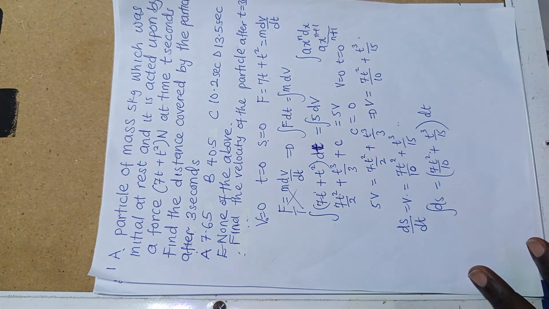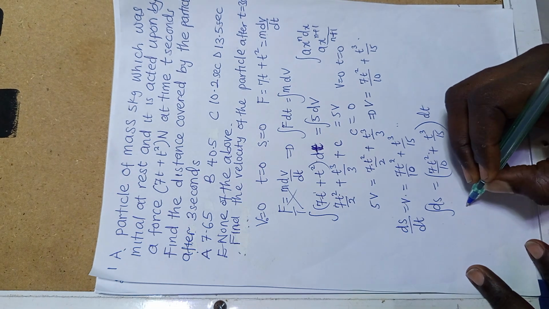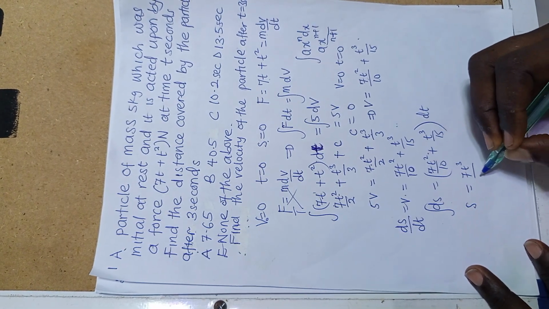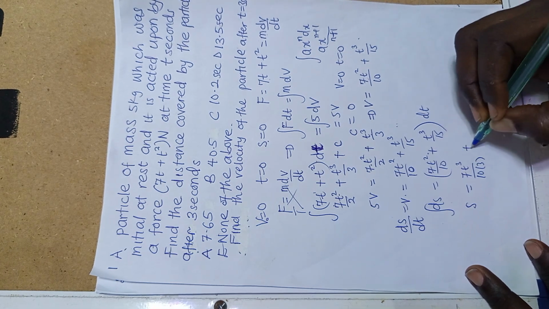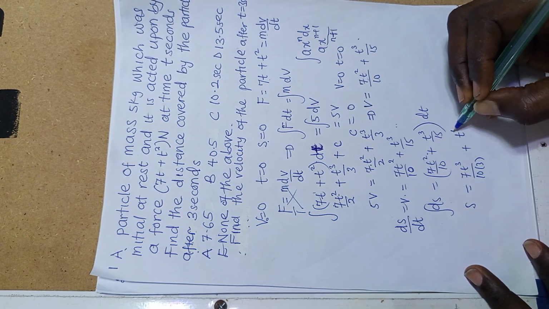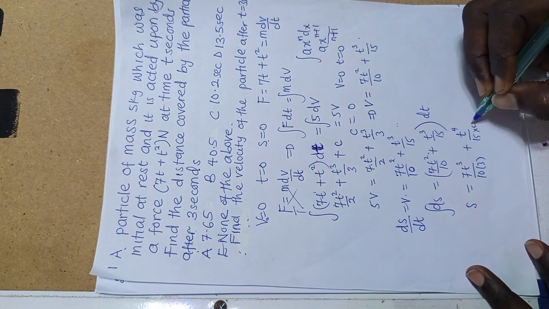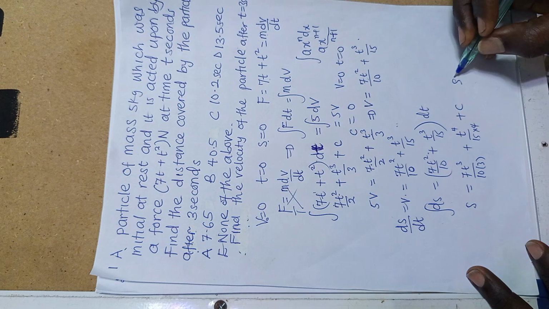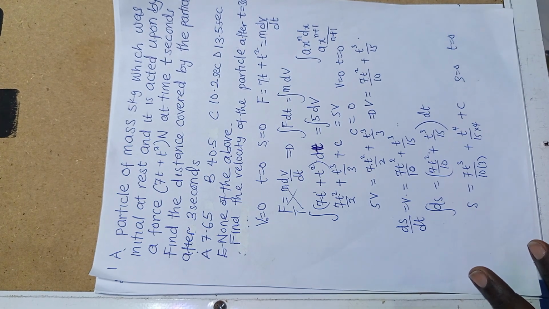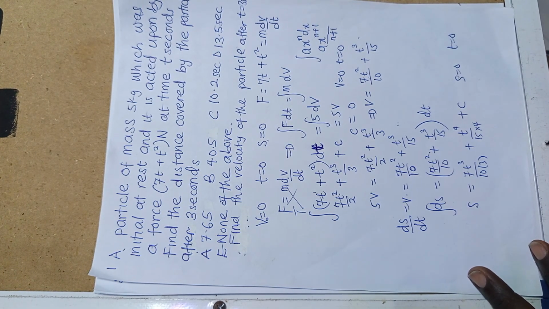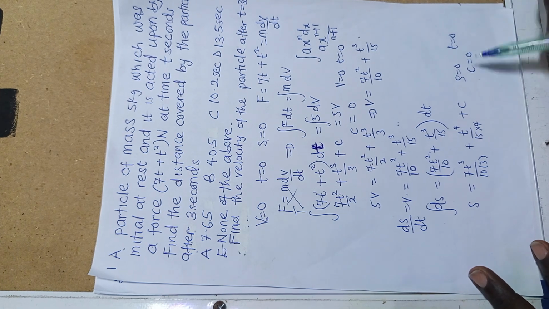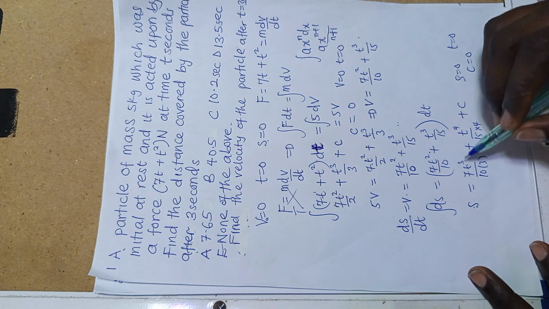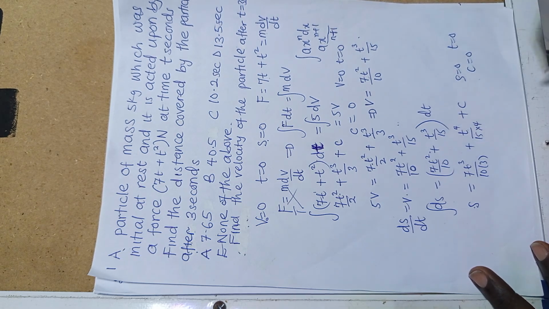If you integrate this with respect to s, which is distance, you would have s equals 7t cubed over 10 times 3, plus t to the power 4 over 15 times 4, plus C. When S equals 0, T equals 0 at the initial position, so C will be equal to 0. If you put S equals 0 and T equals 0, everything becomes 0, and C becomes 0.